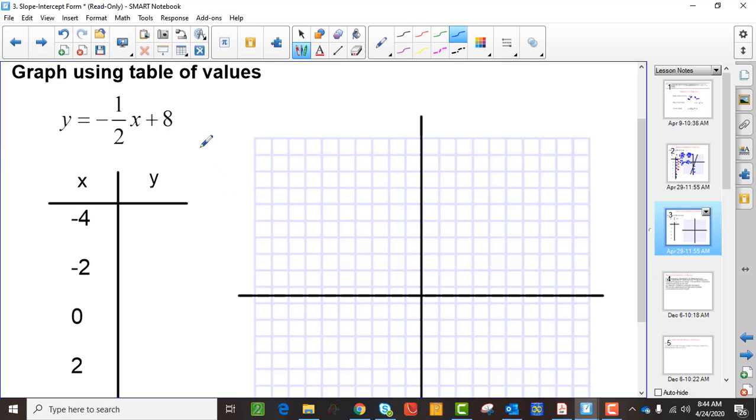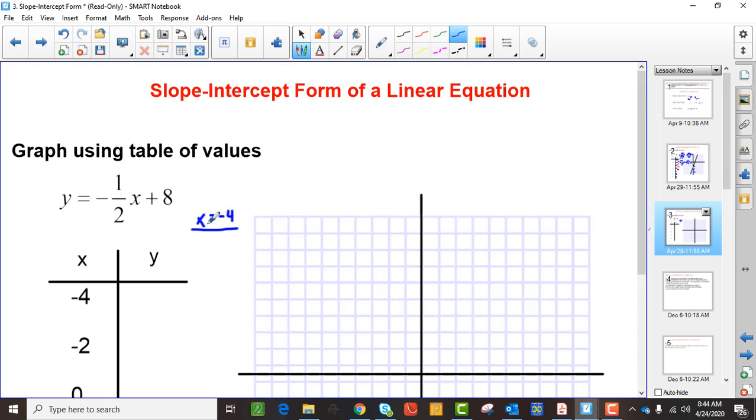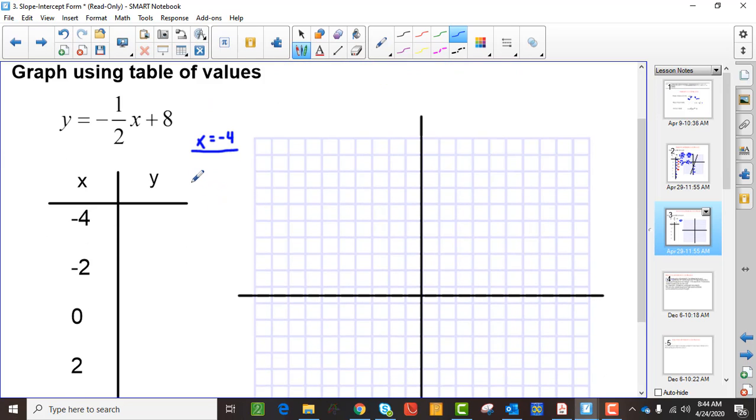So I'm going to take, when x is minus 4, I'm going to say, what's that going to be? All right, same idea as the last one. We're just plugging numbers in. So we're going to go y is equal to minus 1/2 times minus 4, and then plus 8. So half of 4 is 2, and the negatives cancel. That's why I'm getting a positive 2. So I end up with 10. So this is going to be 10.